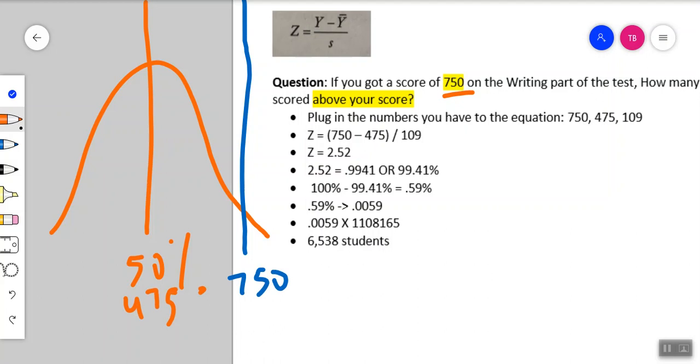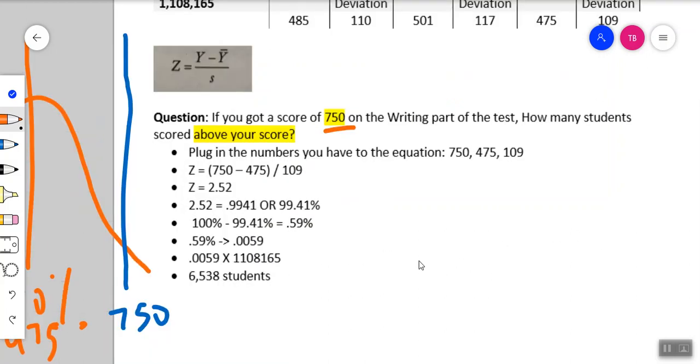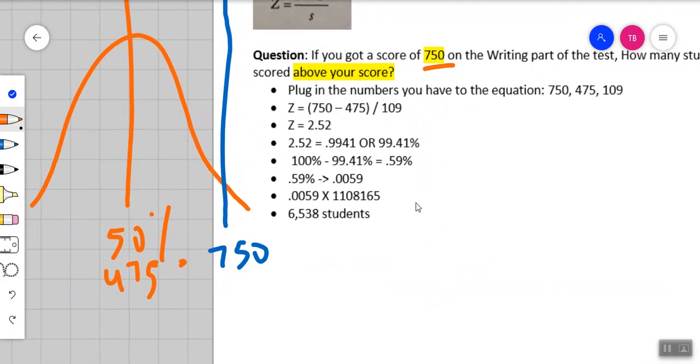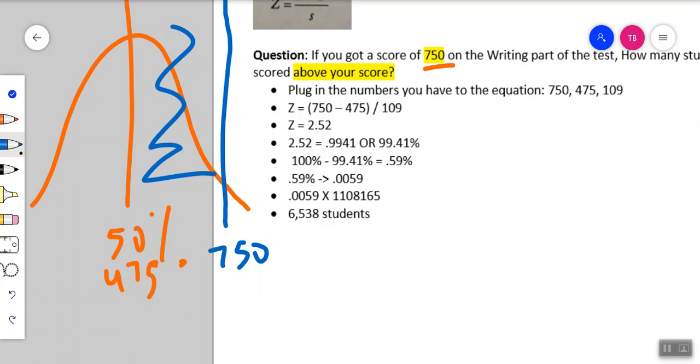And so this time, if you look at the question, got a score of 750 on the writing part of the test. So again, it has us looking at the writing section. How many students scored above your score? So we're not interested this time in looking this way. Rather, we're interested in looking this way, this tiny little spot over here. So it's going to be a very small number. Okay, so we do all the same things we did before, just going to look a little bit differently at the last part.